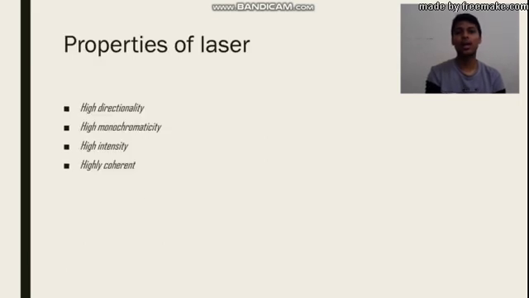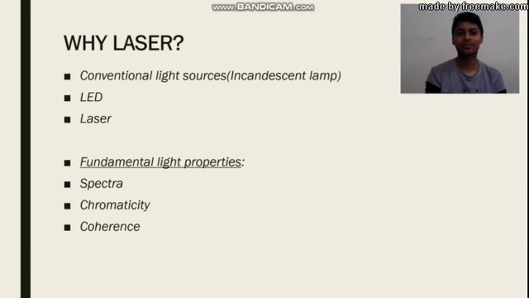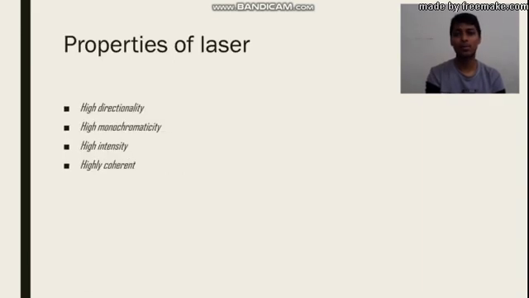We come to know after our previous slide that the laser properties can be broken down into four basic properties. We can easily say that laser has high directionality, high monochromaticity, high intensity, and it is highly coherent. By high directionality, we mean the light produced by laser follows a certain direction. They have a narrow path and their divergence rate is very low.